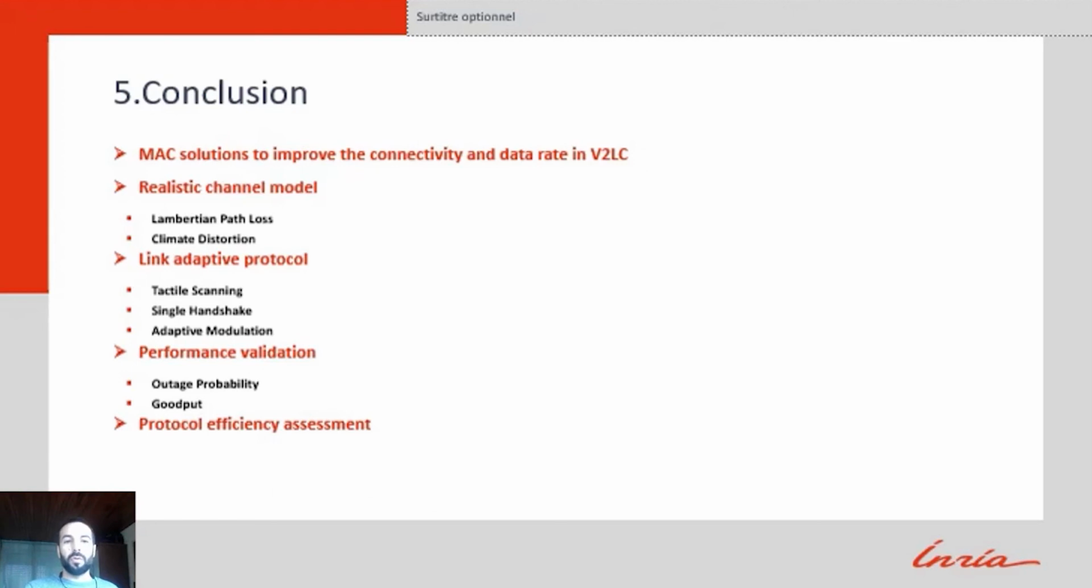Finally, we introduce a MAC solution dedicated to vehicular visible light communication. It includes a realistic channel model of Lambertian path loss and climate distortion. The link adaptive protocol has three main contributions: tactile scanning, single handshake association, and an adaptive modulation scheme. We validate our model by showing some results in terms of outage probability and goodput, rather than further discussion on protocol efficiency assessment. As a result, a trade-off is required between protocol efficiency and pilot frequency.